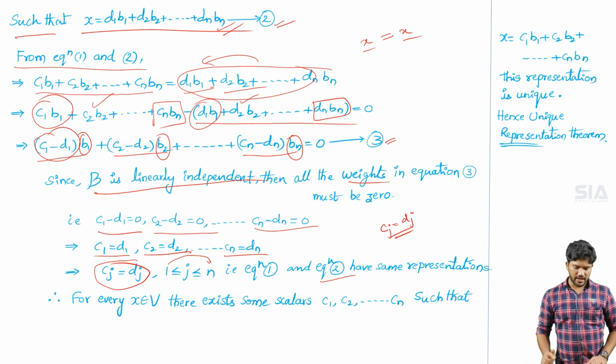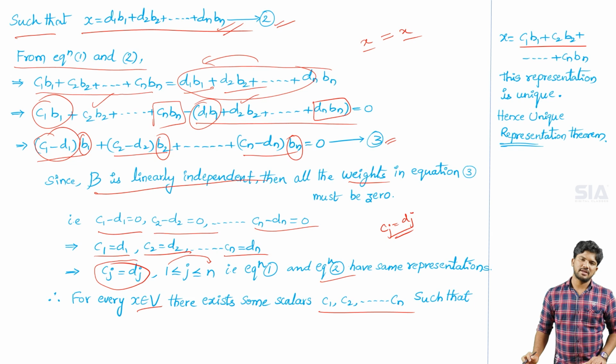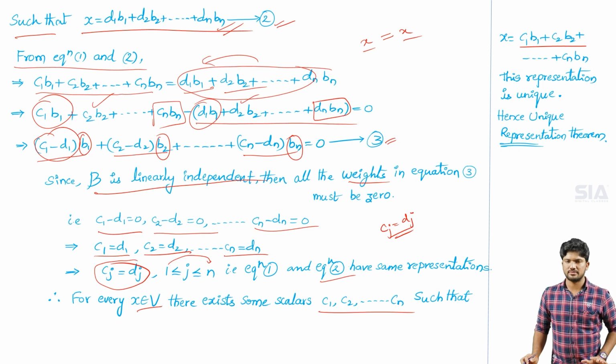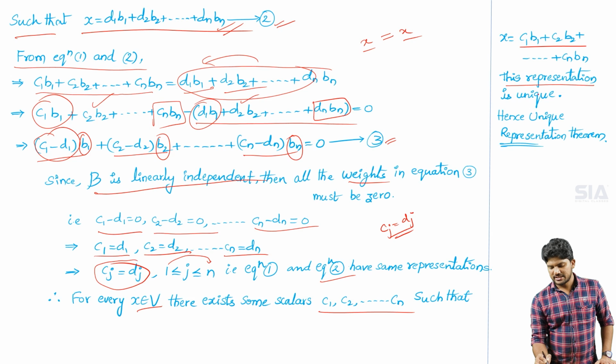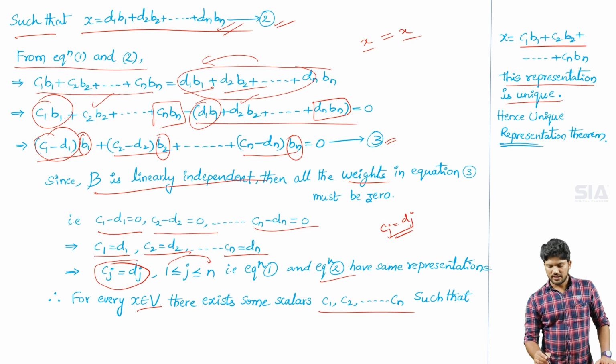That means for every small x belonging to capital V, there exist some scalars C1, C2 up to Cn such that small x is equal to C1 B1 plus C2 B2 up to Cn Bn, and this is the unique representation. So therefore this is the unique representation theorem.